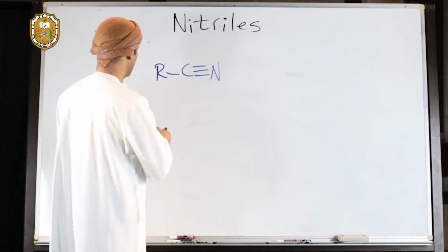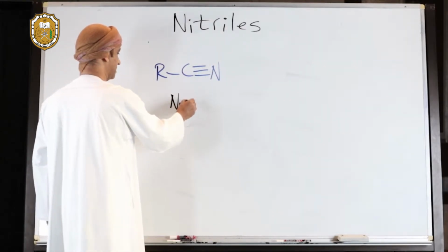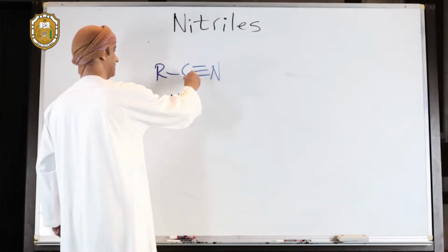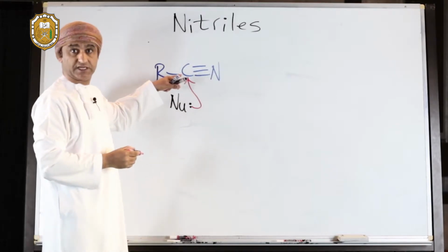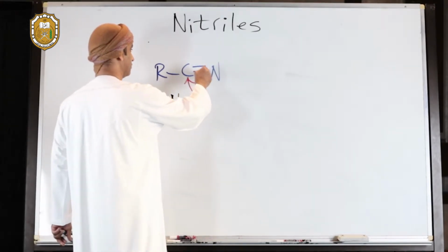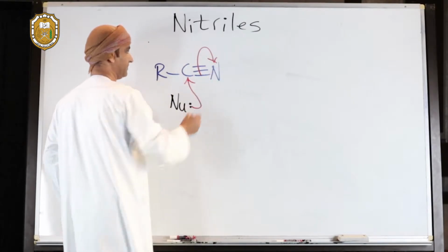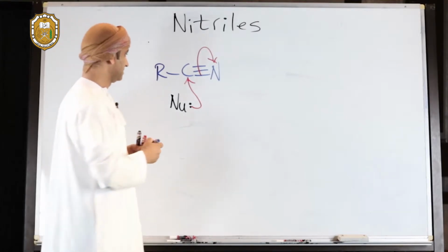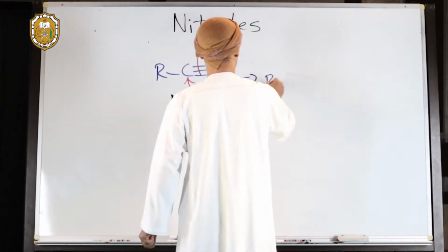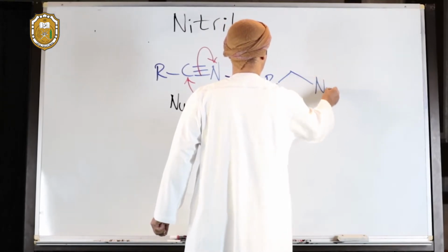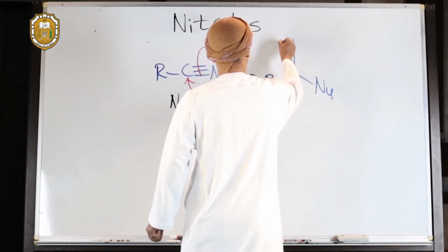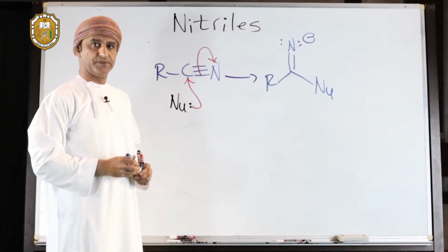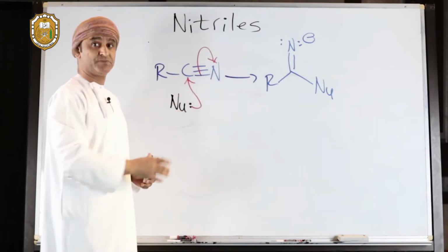So if we write a general structure of a nucleophile, something like that, the nucleophile attacks the electrophilic carbon of the CN group, and of course one of the pi bonds is broken as a result. So this is the intermediate that's obtained, the nucleophilic addition intermediate. So this reaction is typically nucleophilic addition.